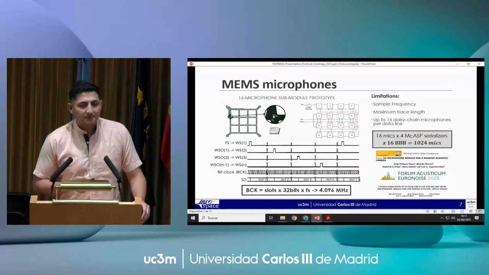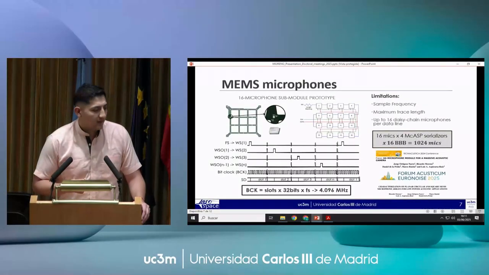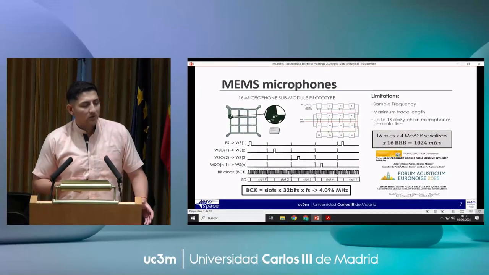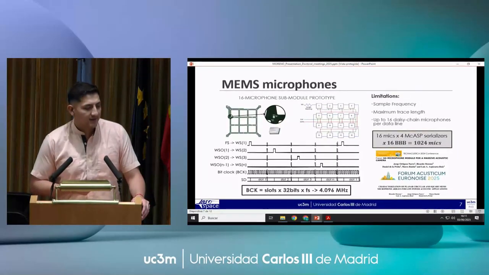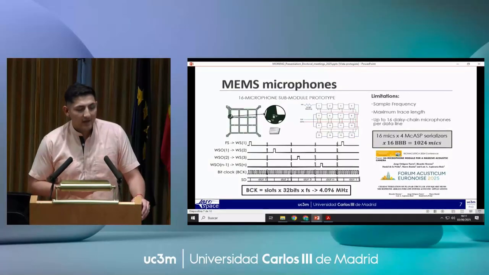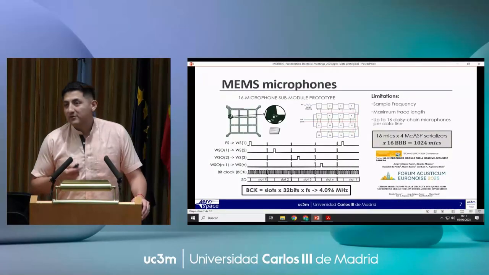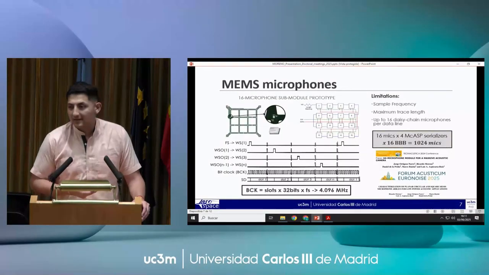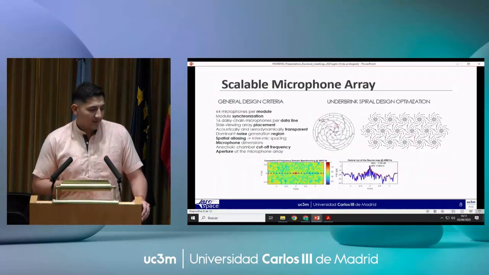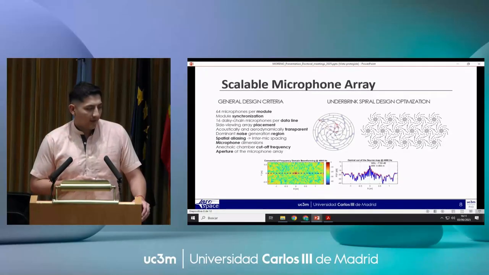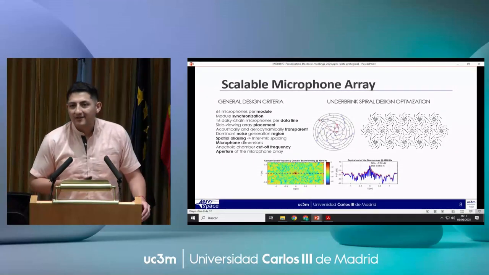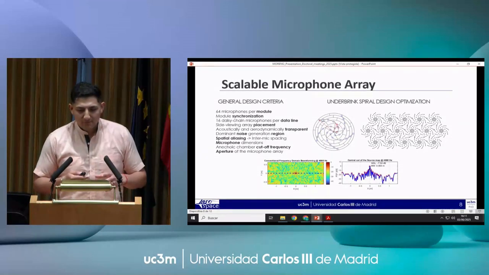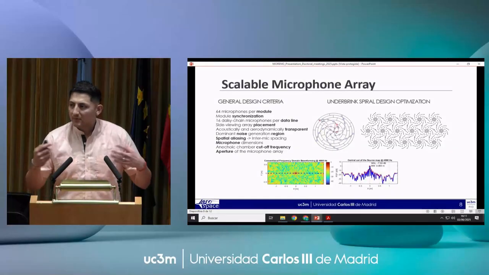All the technical specification and the PCB design was done in collaboration with Jorge Ortigoso, who is also present here in the audience, and presented at the Acoustica conference. The acoustic performance of the square grid array I'm going to present in these 2 weeks. And these are all the design criteria that I took into account to make this module scalable.